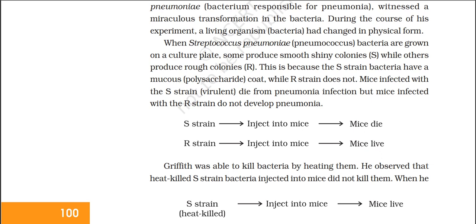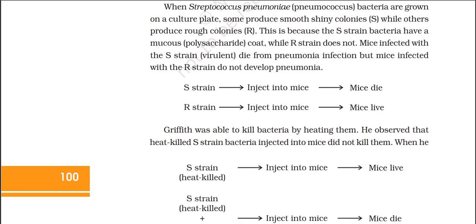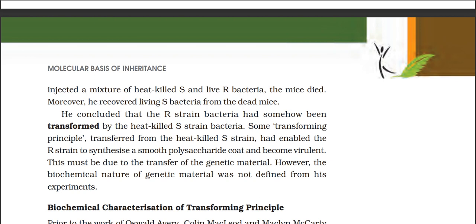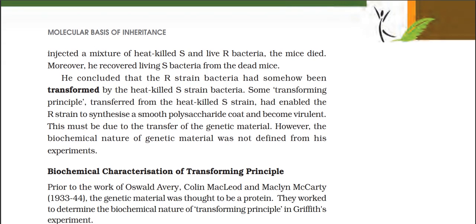He observed that heat-killed S-strain bacteria injected into mice did not kill them. When he injected a mixture of heat-killed S and live R bacteria, the mice died. Moreover, he recovered living S bacteria from the dead mice. He concluded that the R strain bacteria had somehow been transformed by the heat-killed S strain bacteria.